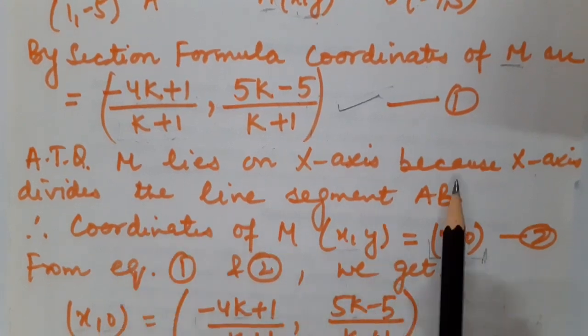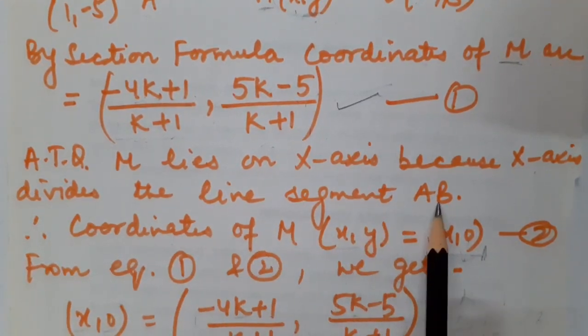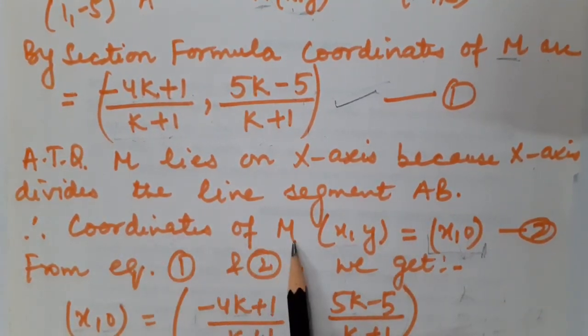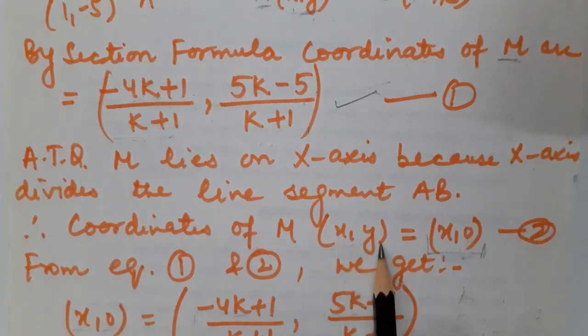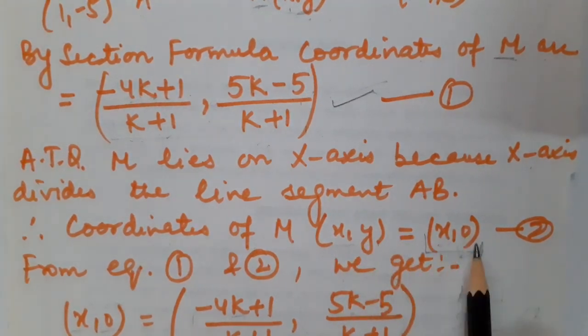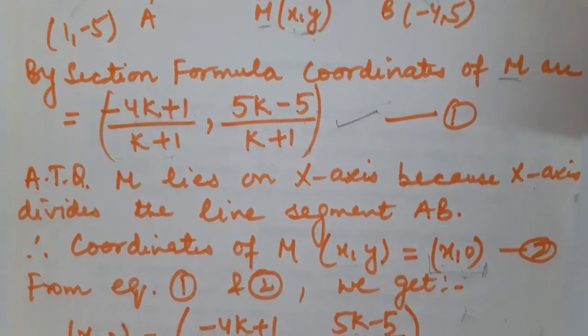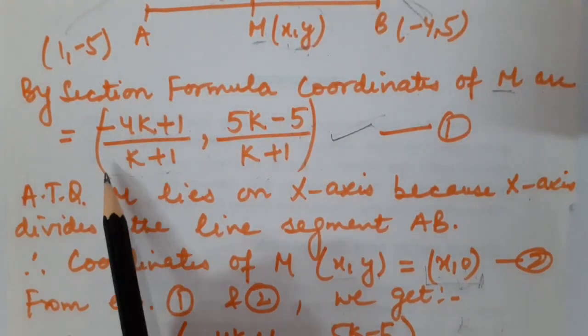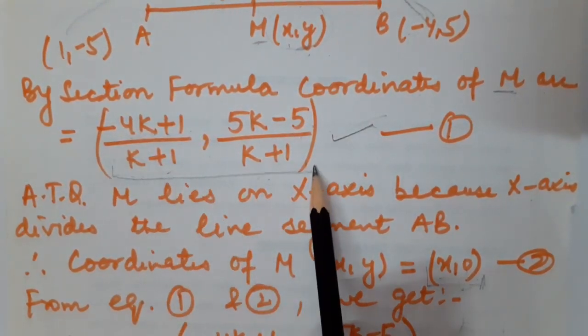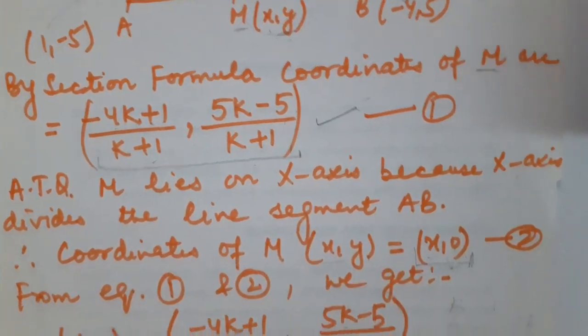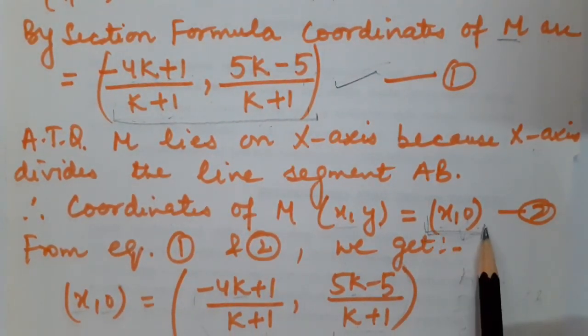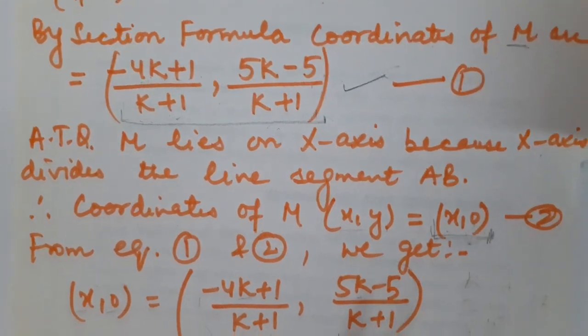So what I have written, because the x-axis divides the line segment AB, the coordinate of M, which I have assumed as (x, y), must be (x, 0) actually. Now using the section formula, these are the coordinates of point M. But as per the question, these are the coordinates of point M. So when both are the coordinates of point M, let us equate them.